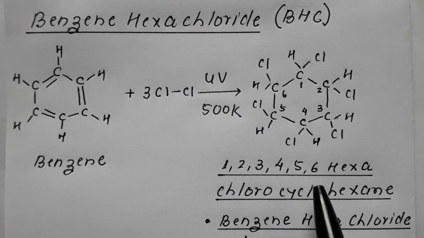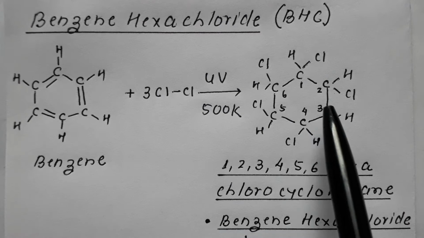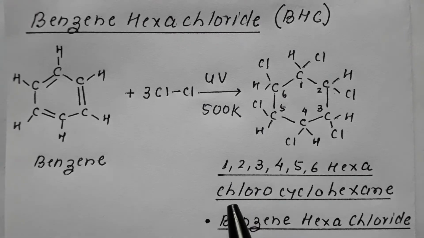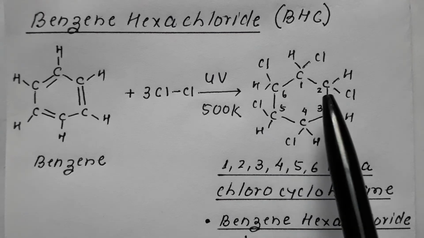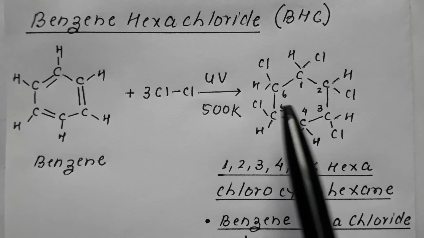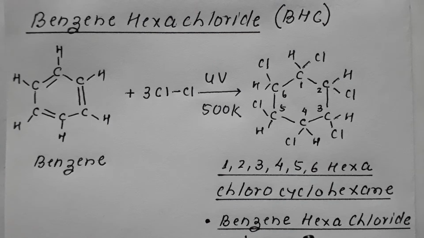Therefore, it is a chloro substituted cyclohexane, having chloro at 1, 2, 3, 4, 5, 6 positions. So it is named 1, 2, 3, 4, 5, 6 hexachlorocyclohexane. It means this compound is a derivative of cyclohexane.